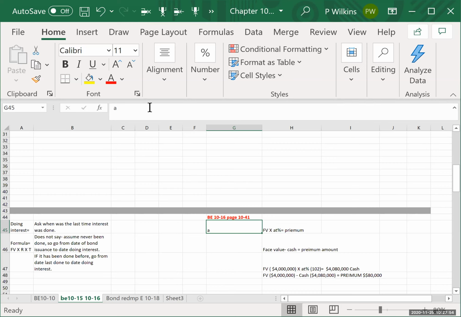interest payable on January 1. The straight line method is used to amortize bond premium, and straight line is what we'll use for everything. So A, prepare the journal entry to record the sale of these bonds on January 1, 2022.